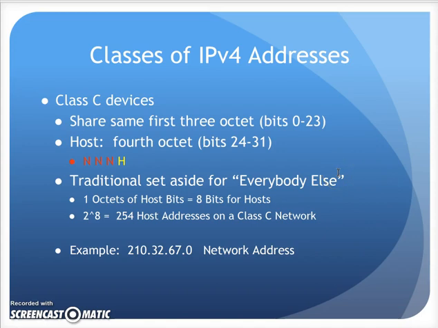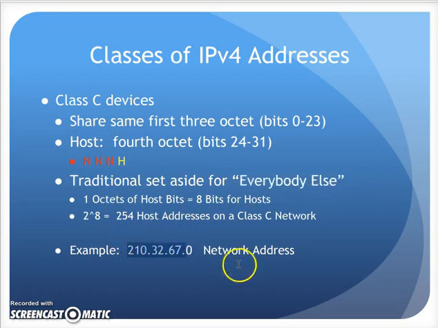Class C then is, IANA dictated the first 3 octets as network. The remaining octet is host. So in this case, IANA dictated to you the first 3 octets. The remaining octet was left alone for the admin to assign to nodes, devices, printers, etc. on a network. So with that one, there's only 8 bits left. 2 to the 8 gives you 254 possible host addresses, or 254 possible IP addresses to assign to computers, printers, phones, that sort of thing on a network. So these were set aside for everybody else. Class C addresses were set aside for everybody else.